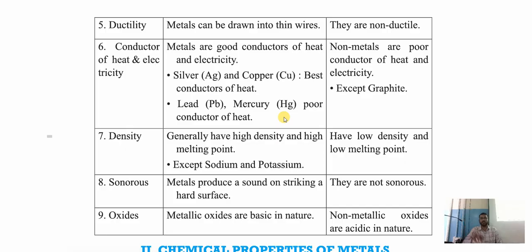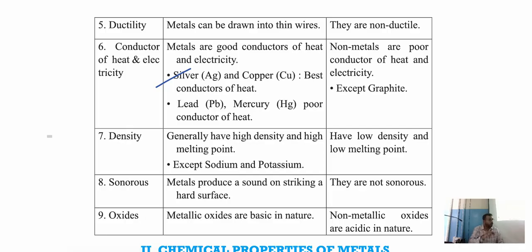Most of the give-reason questions use this concept. Metals are good conductors of heat and electricity, such as silver and copper. They are the best conductors of heat. Very important. Which are the best conductors of heat? Silver and copper. Lead and mercury are poor conductors of heat.